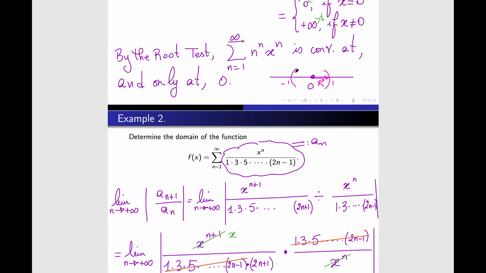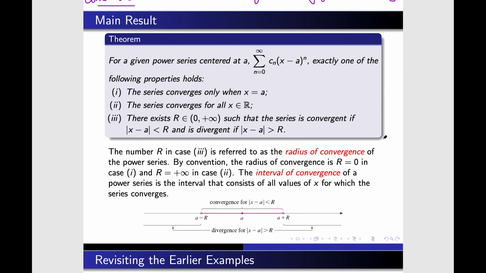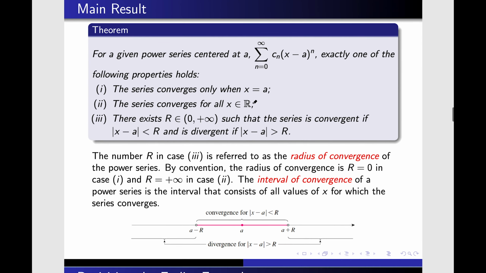So do we always have the convergence centered at, or the points where the convergence of the series happens centered at the center of the series and having some type of radius? Okay, so the next theorem, which is the main result, is going to tell us that yes, this is the case all the time. Let's read the theorem.